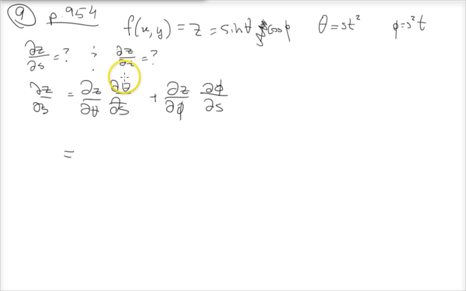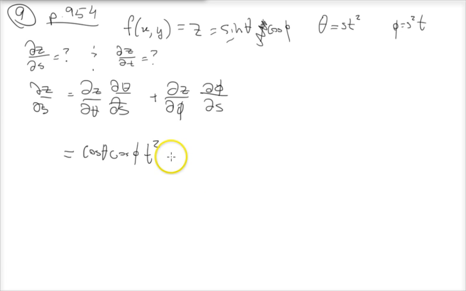So all we need to do is find each of these, and eventually we'll have to plug in for theta and for phi. First, del z, del theta. We look up here at our equation, and we can treat the cosine phi as a constant, and the derivative of sine theta is going to be cosine theta. So it's going to be cosine theta, cosine phi, and then for the derivative of theta with respect to s, we treat the t squared as a constant, and we get a t squared.